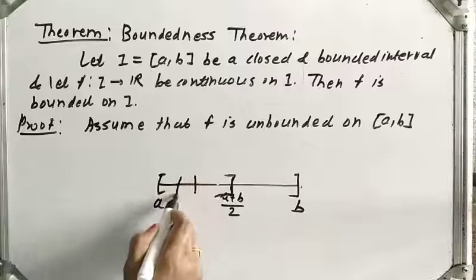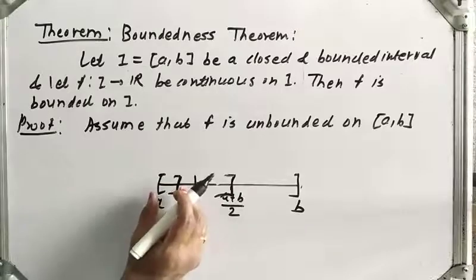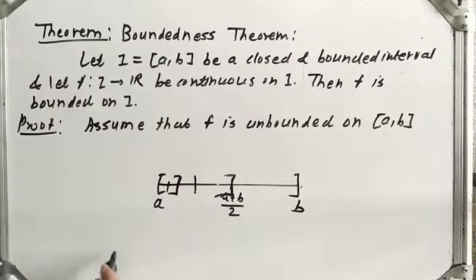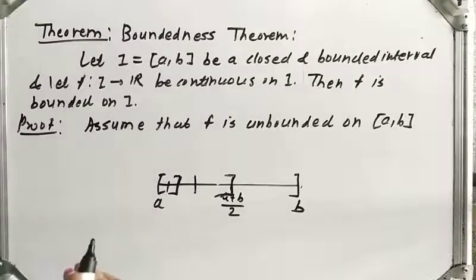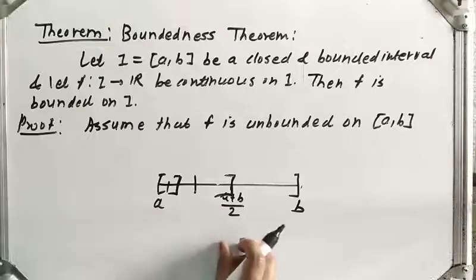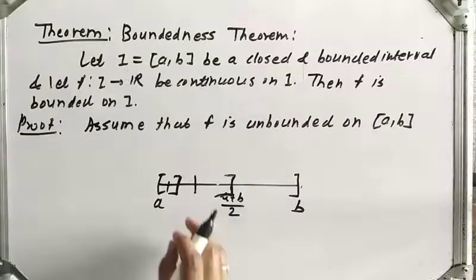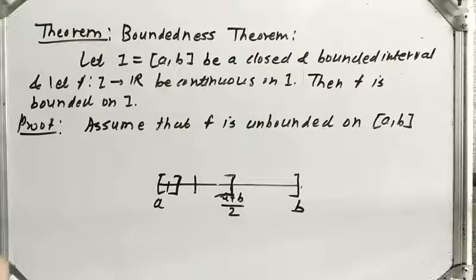So again we divide it like this. f is unbounded, again we divide it somewhere. So f is unbounded on the left or right side. If f is unbounded on left and right both sides, then which part will we take? We will take the left subinterval.